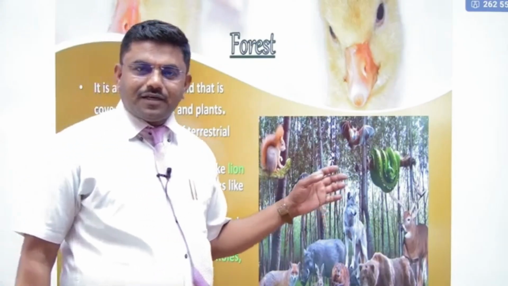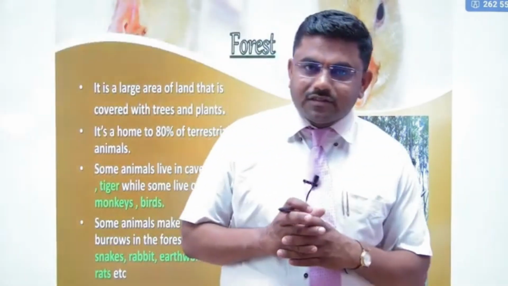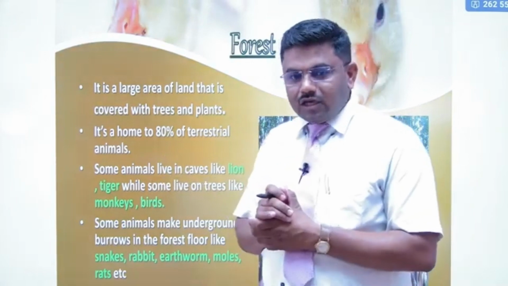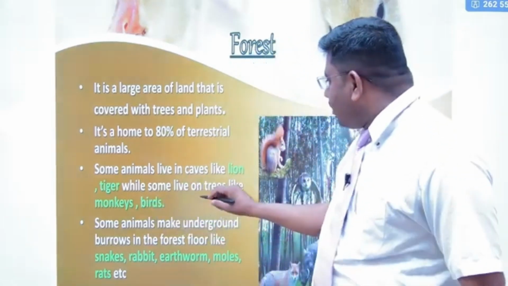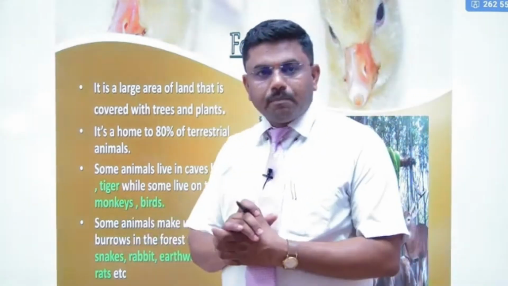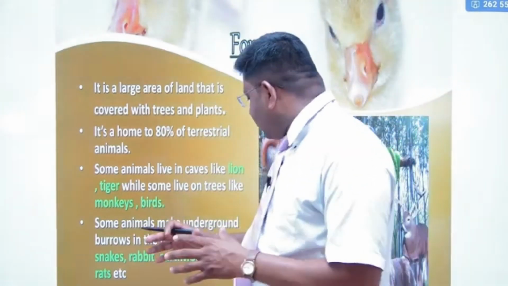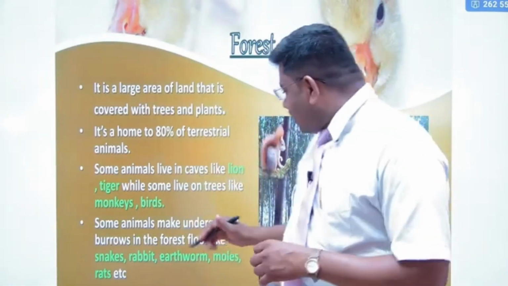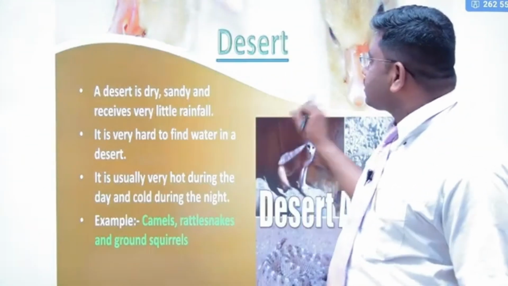Now we are studying the terrestrial area, that is the forest. It is a large area of land covered with trees and plants, and it is home to 80% of terrestrial animals. Some animals live in caves, like lions and tigers, while some live on trees, like monkeys and birds. Some make underground burrows in the forest floor. Burrows are holes they make and stay inside. Snakes, rabbits, earthworms, moles and rats are some forest animals.